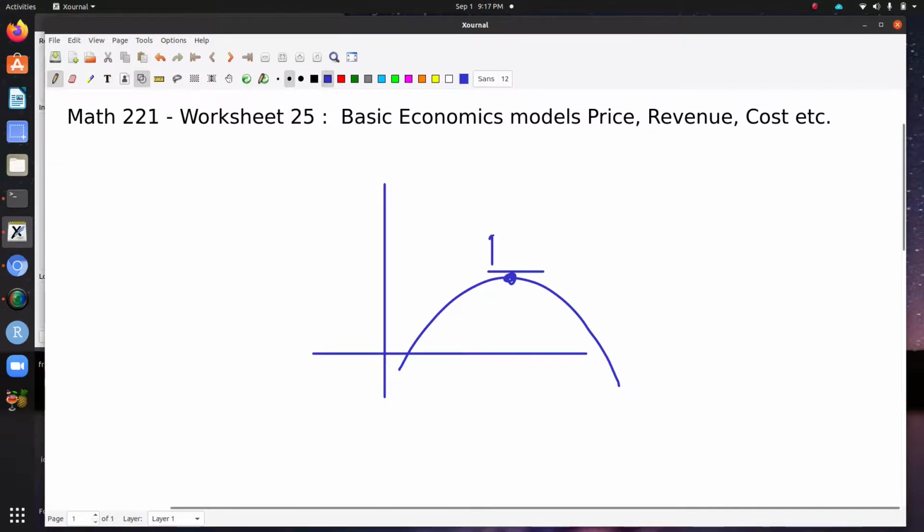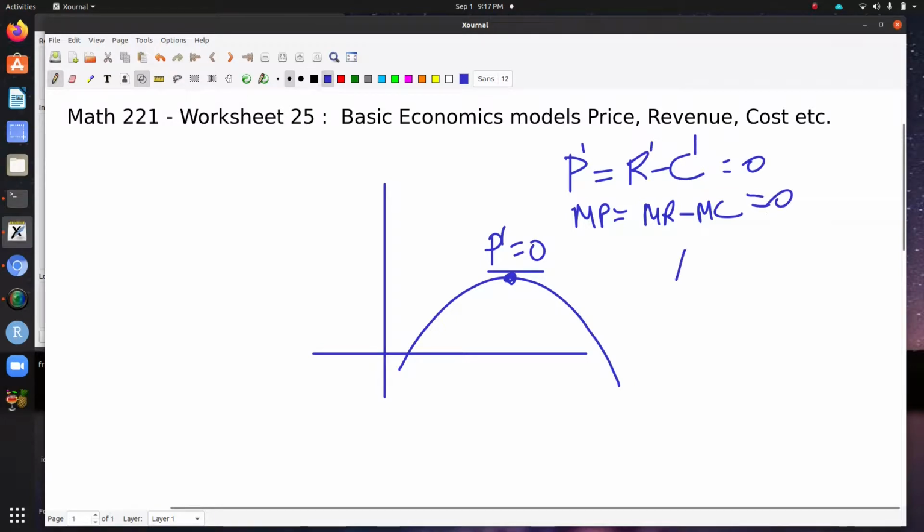notice that P prime equals 0, but profit rather is revenue minus cost. So the marginal profit is the marginal revenue minus the marginal cost. So when this guy equals 0 is when this guy equals 0. So marginal revenue equals marginal cost. This is when you maximize your profit.